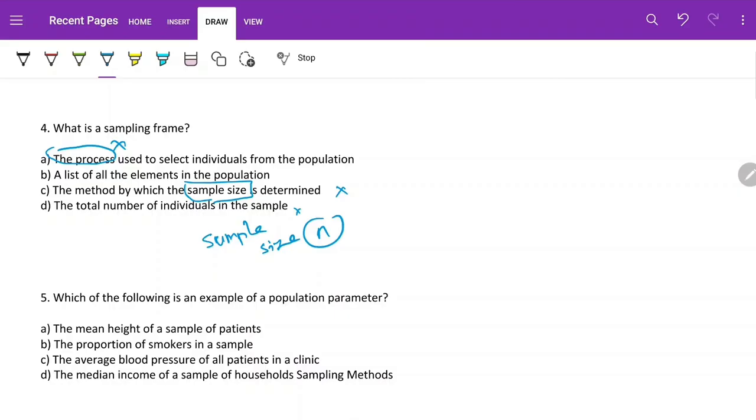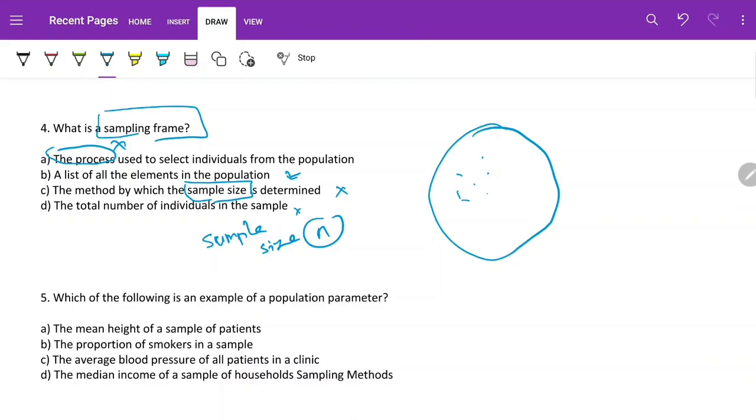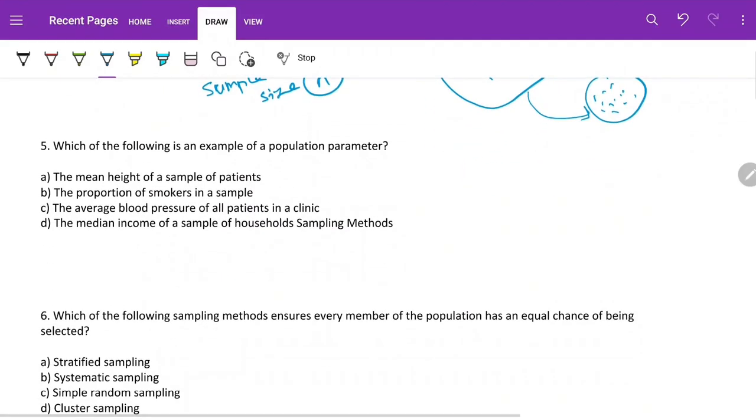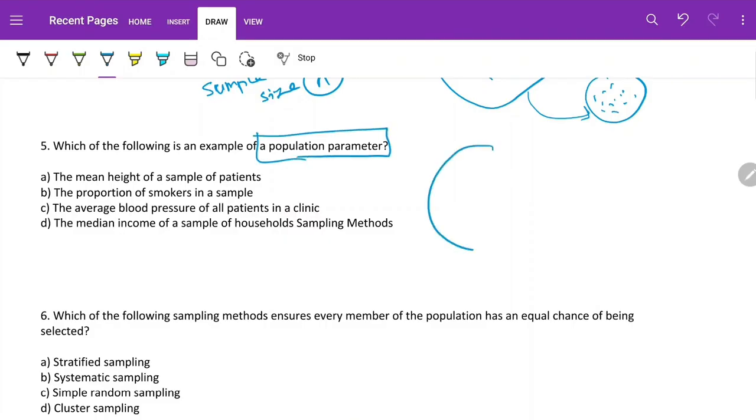So what is sampling frame? Sampling frame is a list of all the elements in the population, the list from which we are taking some elements for our sample study. So the list of all the elements is the sampling frame. Which of the following is an example of population parameter? See now, what is population parameter? When any information about the population is known to us, that information is known as parameter.